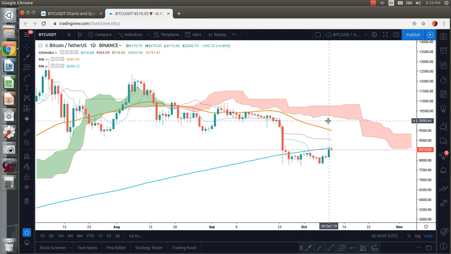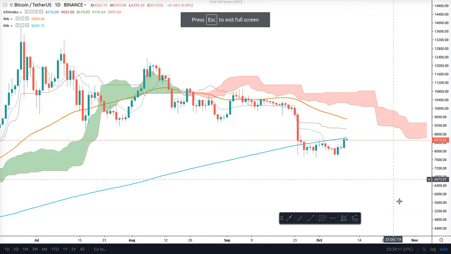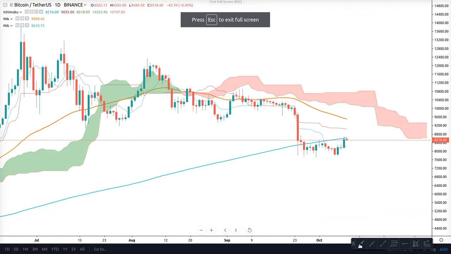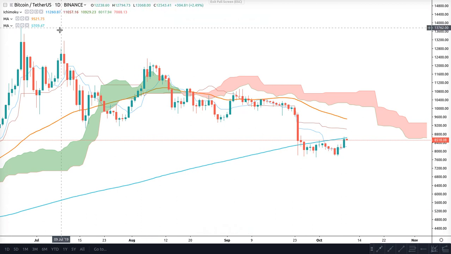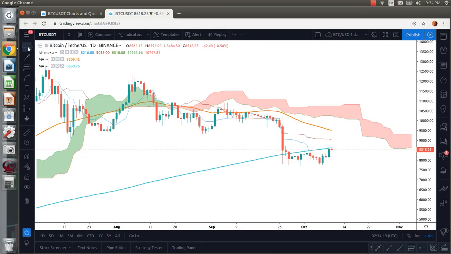But anyways, moving right along. This is how you can get a full screen look at it here. This is your favorites bar. So anyways, you press Escape to get out of the full screen.